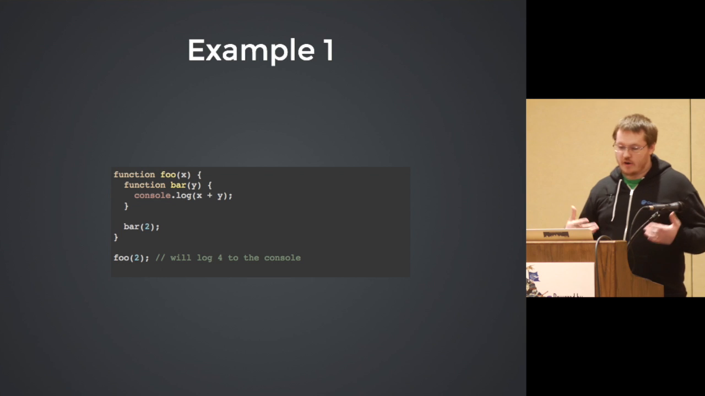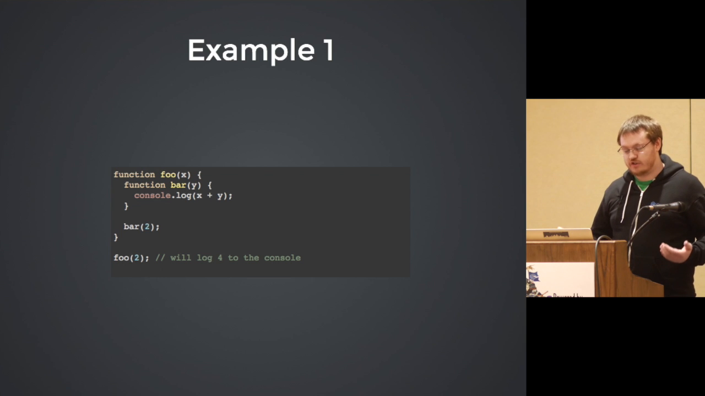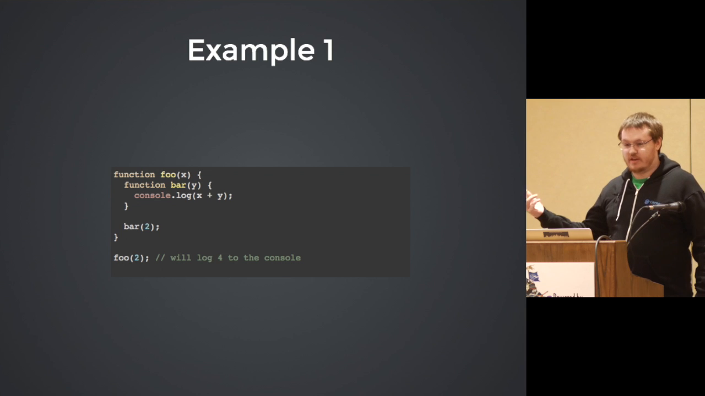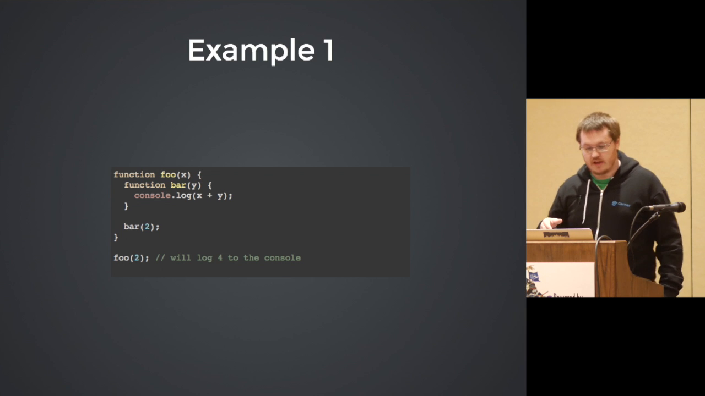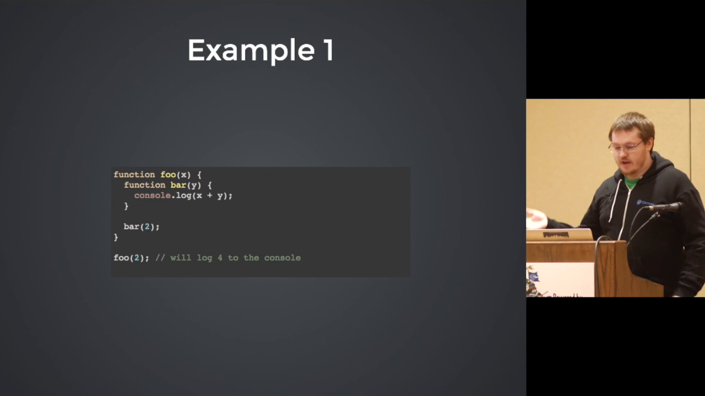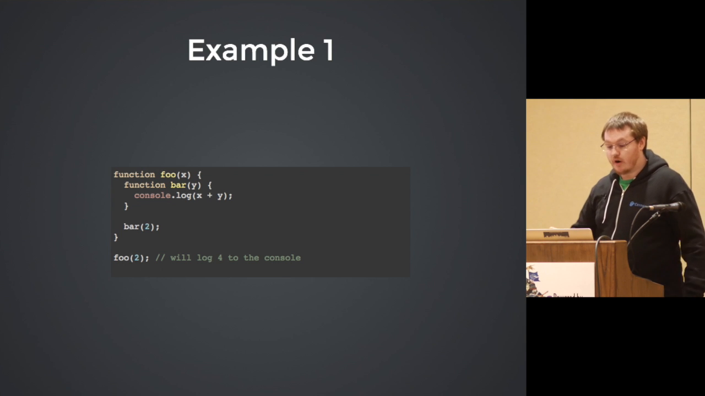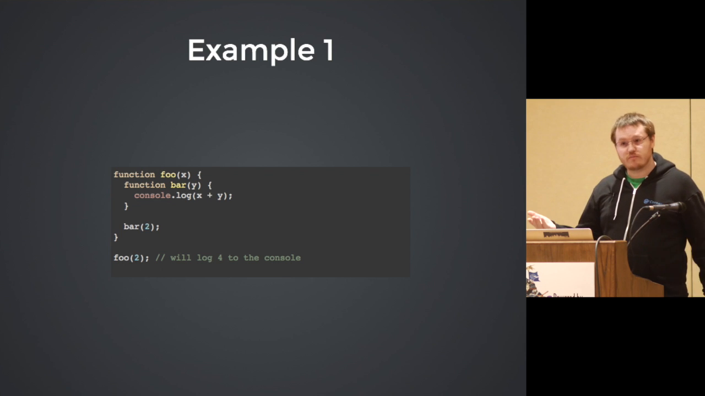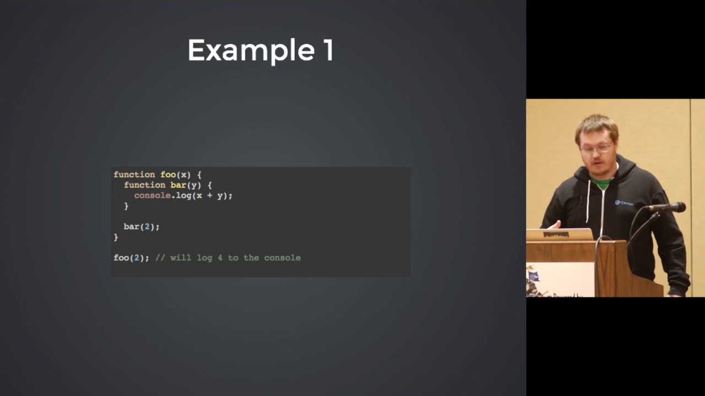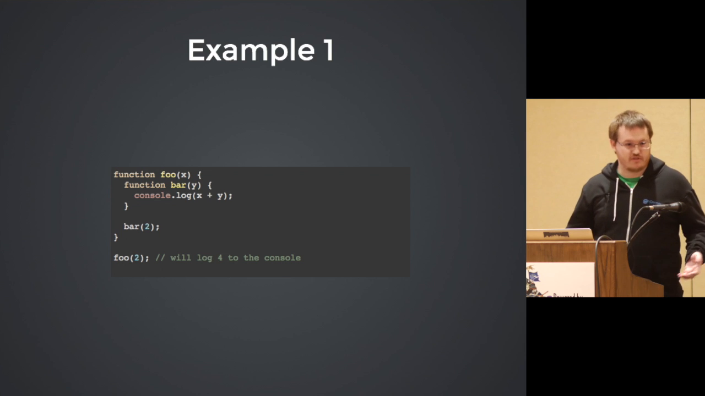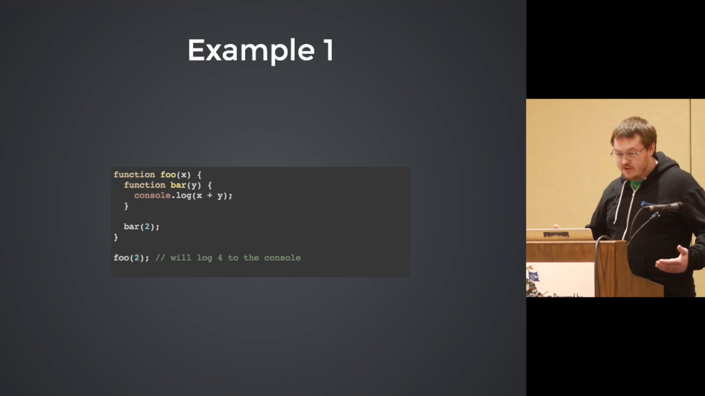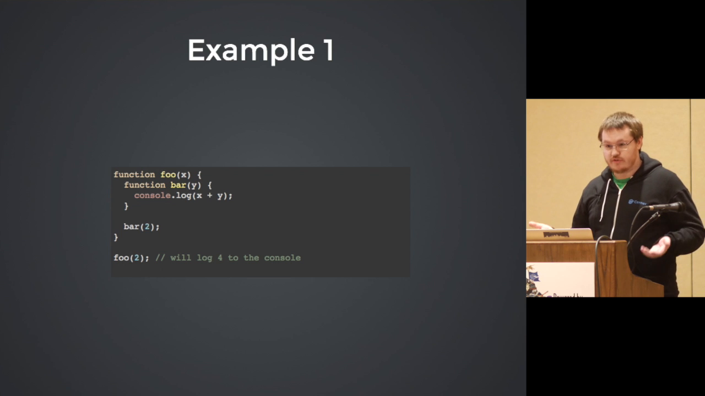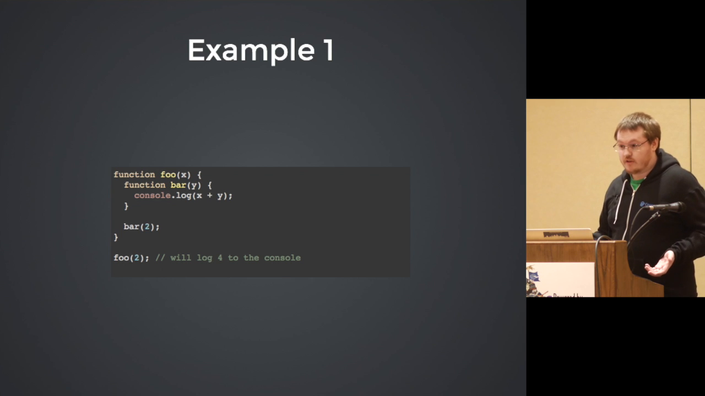We have an outer function foo with an inner function bar. Foo takes in a variable, and whatever that value is, it's bound to x. And bar likewise does the same thing, and it's bound to y. So we call foo with 2, and foo creates a new function bar, and then it invokes bar, and it also happens to pass it 2 for easy maths, and then we console.log the result of x plus y. We get 4, and that is a closure.